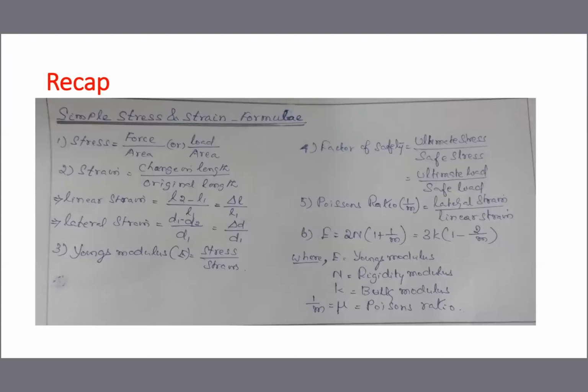Poisson's ratio formula: lateral strain divided by linear strain. It is denoted by 1 by m or mu. Then the relation between the three formulas: capital E is equal to 2 into n within bracket 1 plus 1 by m. So I think I covered all the formulas we applied in the problems.